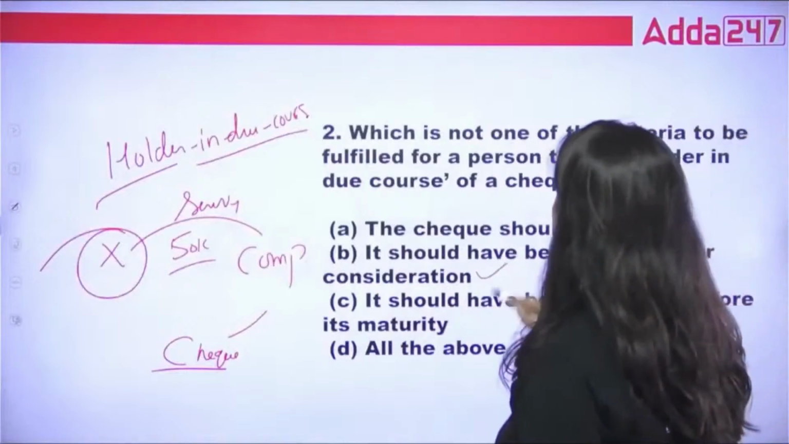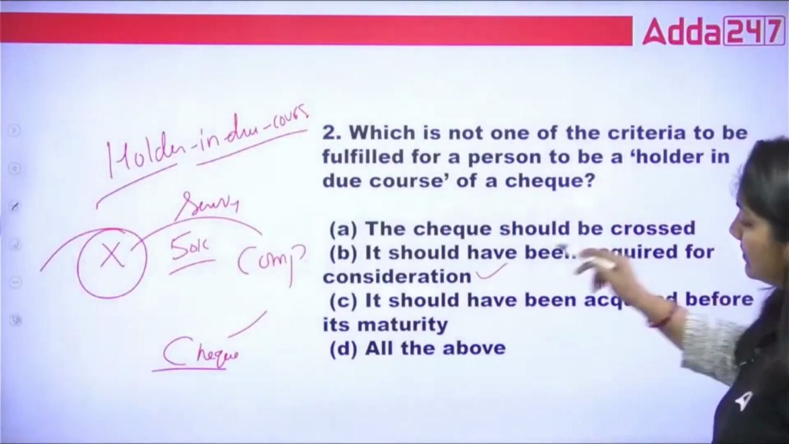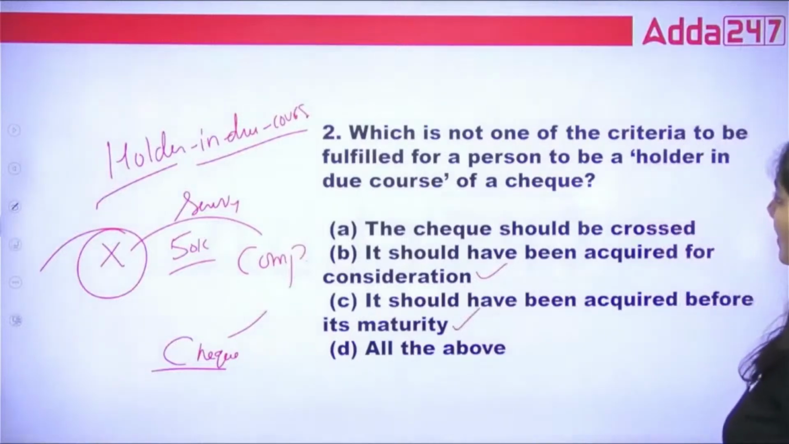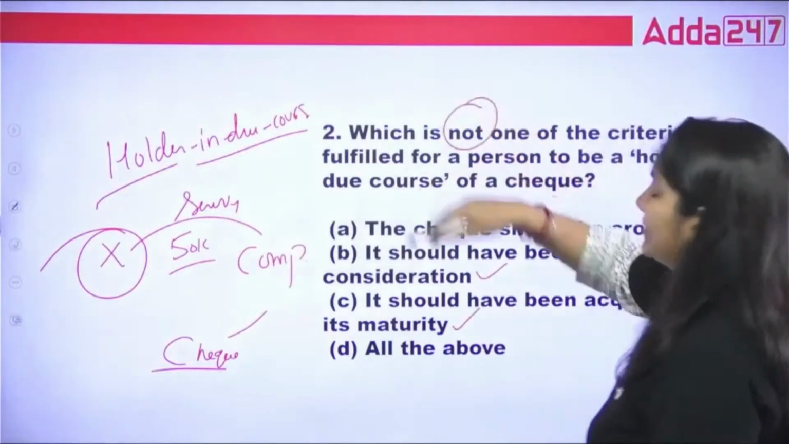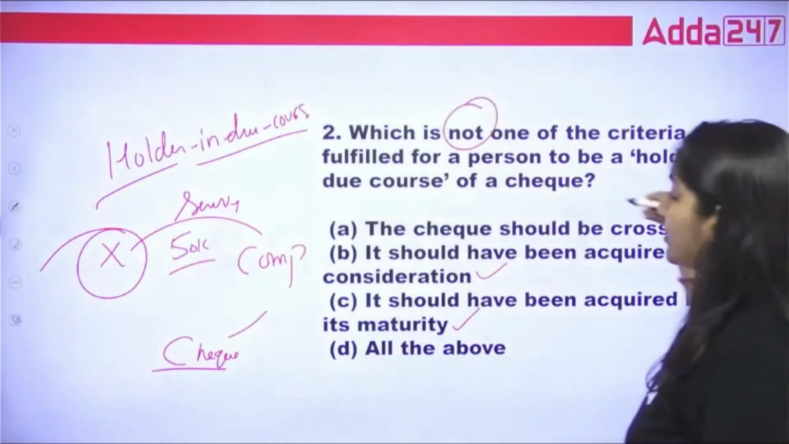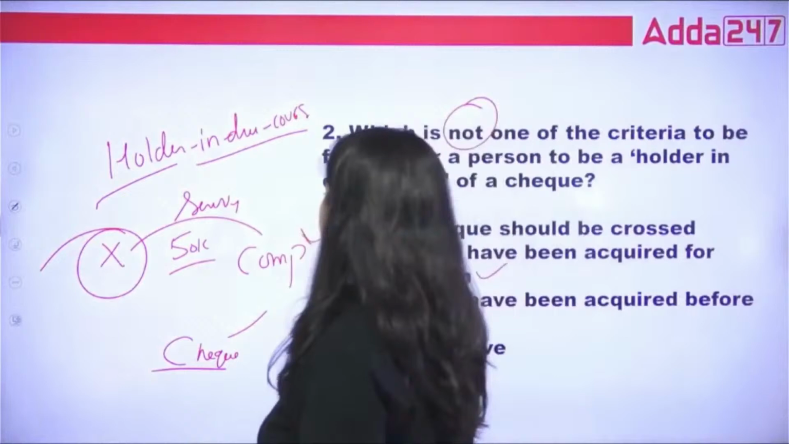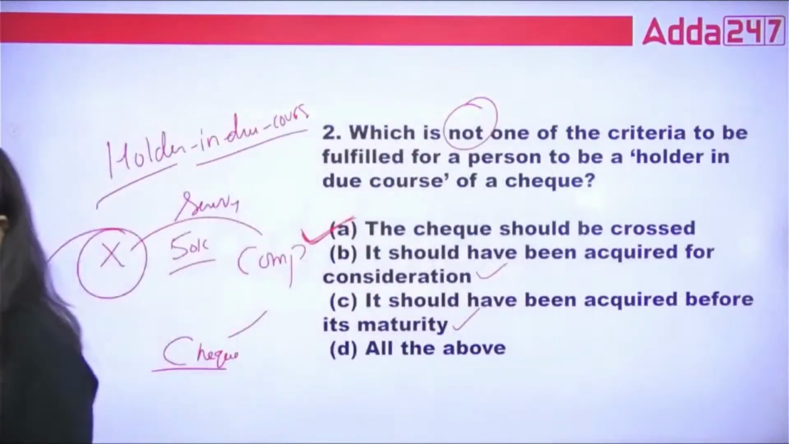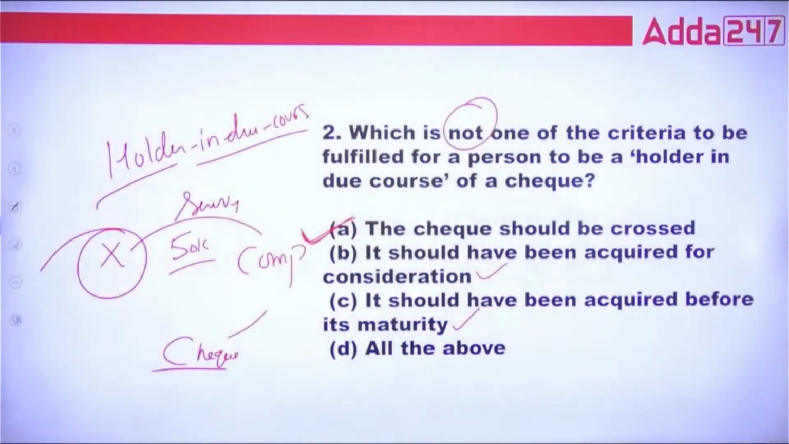This is right. Exactly, we have to find the one that is not. So the check should be crossed. This will be the right answer. This is not a criterion for a holder in due course.